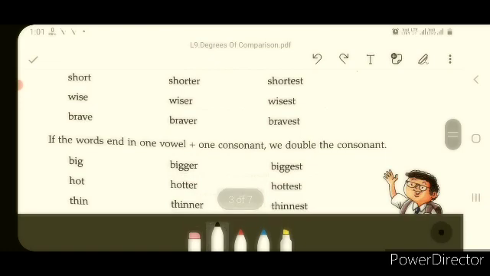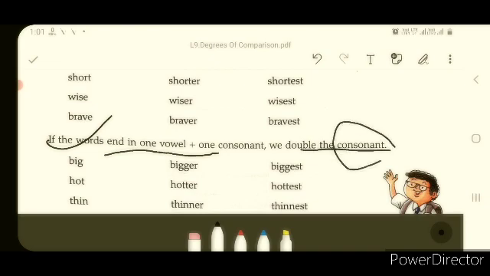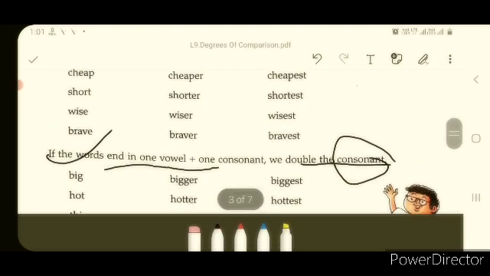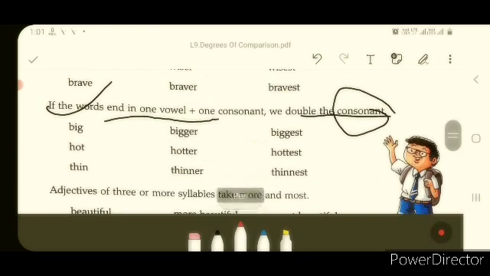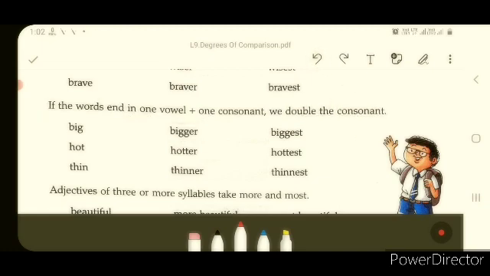Another rule is if the word ends in one vowel plus one consonant, we double the consonant. Very important. If the word ends in one vowel and one consonant, see, the vowel is I in big, the consonant is G. So what do we do? We double up the consonant. Of course, we are following the rule, isn't it? We are doubling up the consonant G, like big, bigger, biggest. We do not pronounce it as bigger, we call it bigger only. Okay, big, bigger, biggest, hot, hotter, hottest. Moving on.